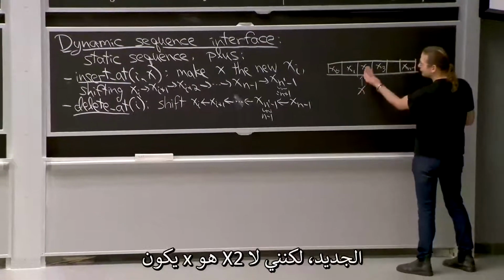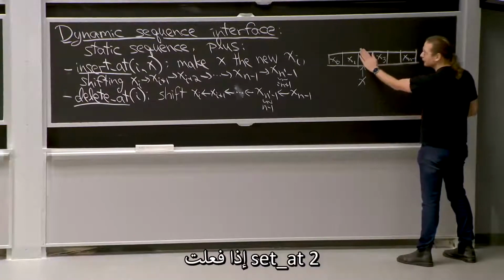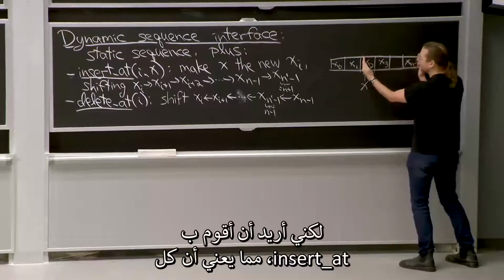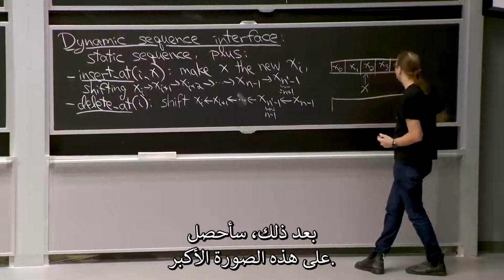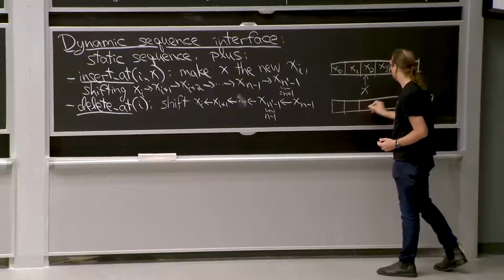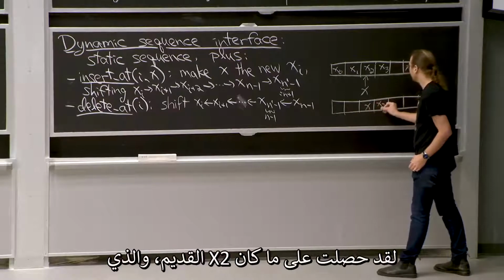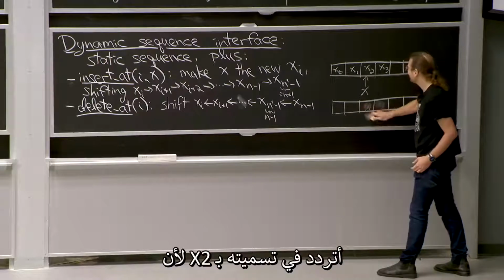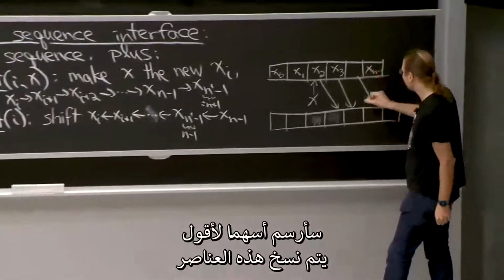And I would like x to be the new x2, but I don't want to lose any information. If I did set at 2, then I would erase this and replace it with x. But I want to do insert at, which means all of these guys conceptually are going to shift over by 1 in terms of their indices. So then I would get this picture that's 1 bigger. And now I've got the new x. I've got what was the old x2, which I hesitate to call x2 because that's its old name, not its new name. I'm going to draw arrows to say these guys get copied over.